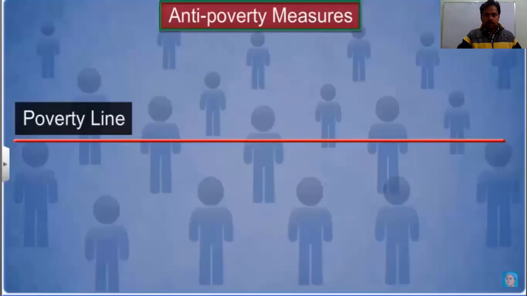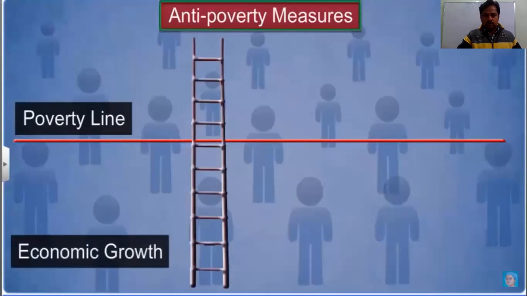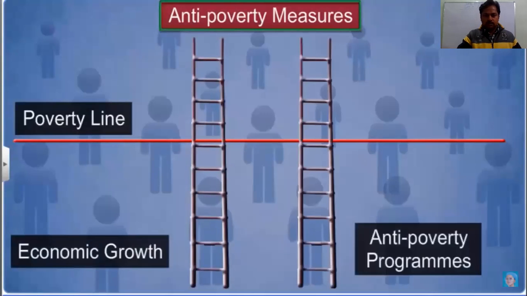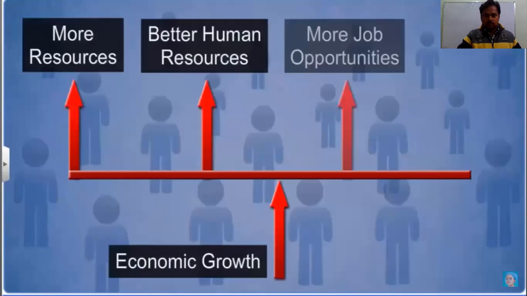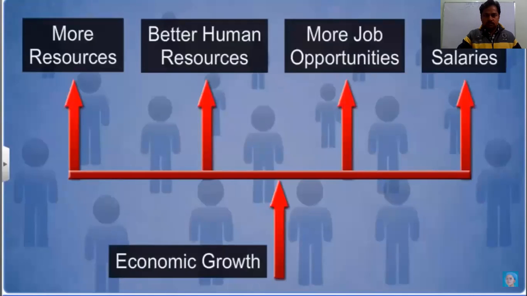Anti-poverty measures taken by the Indian government are based on two main objectives: increasing economic growth in the country and launching anti-poverty programs for specific groups of people. Economic growth provides more resources and opportunities for human resource development like education, training, and healthcare. All this results in reduction of poverty.